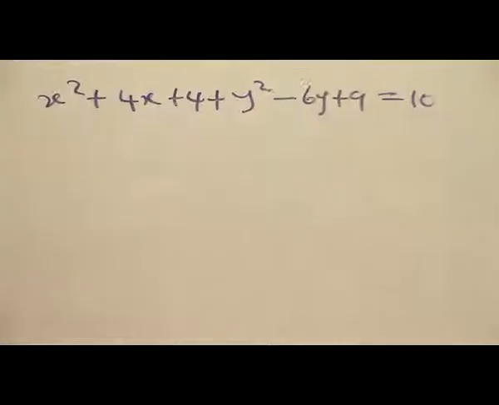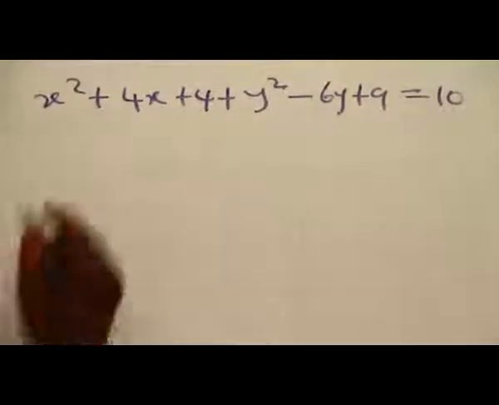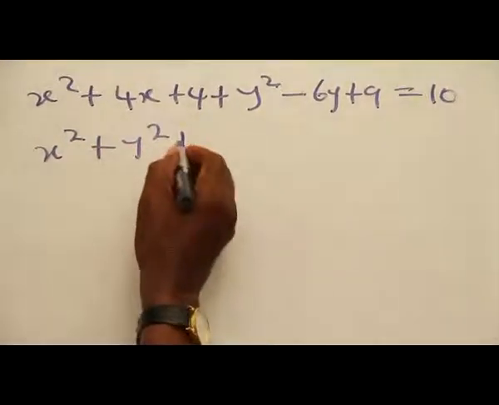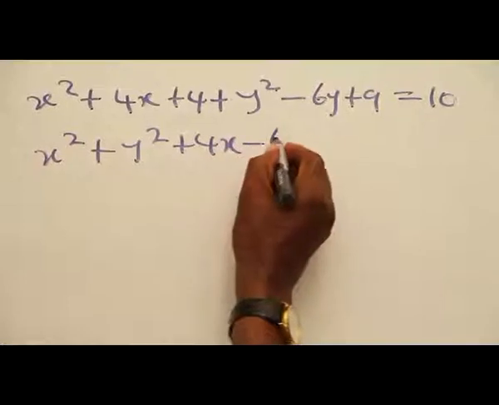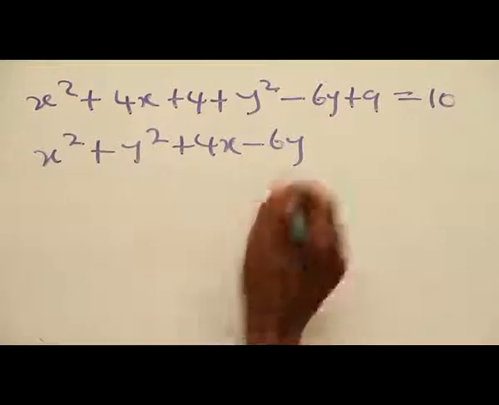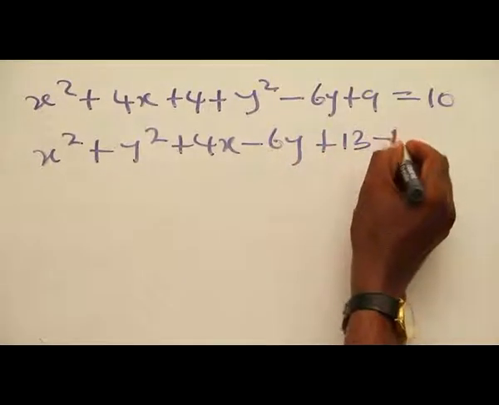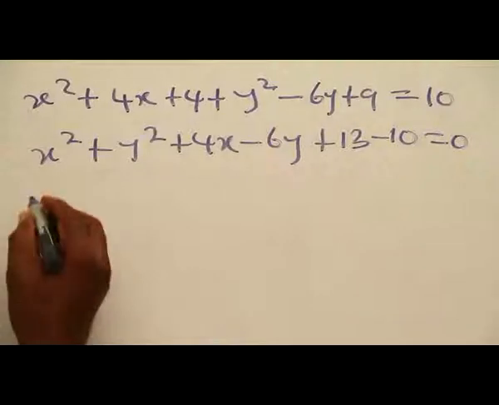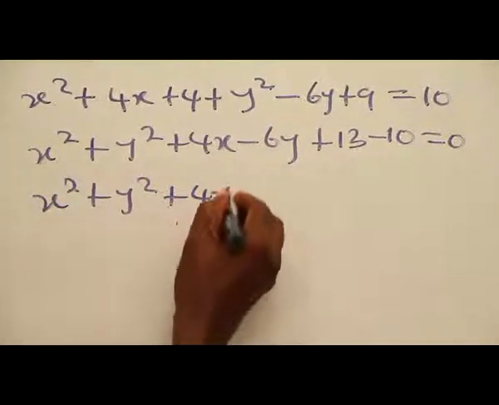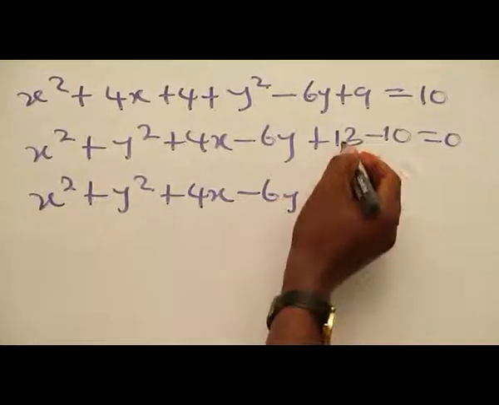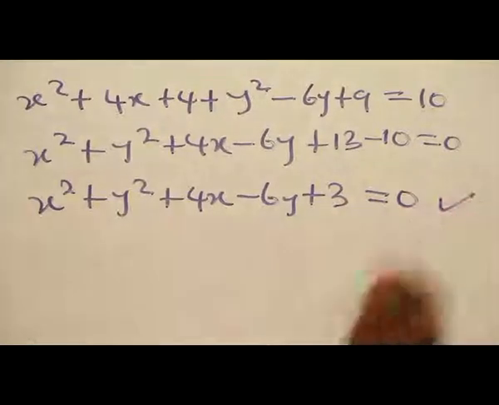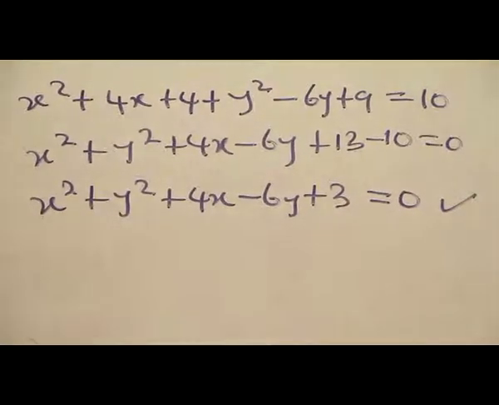Then of course write it in the standard form of the equation of the circle, and that becomes x squared followed by y squared followed by 4x followed by minus 6y. 4 plus 9 is 13, and so we have 13 and then minus 10 equal to 0. Finally, we can write x squared plus y squared plus 4x minus 6y, and 13 minus 10 is 3. Everything is equal to 0. And that is the equation of the circle.